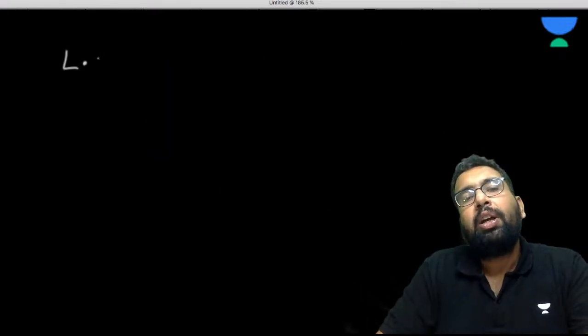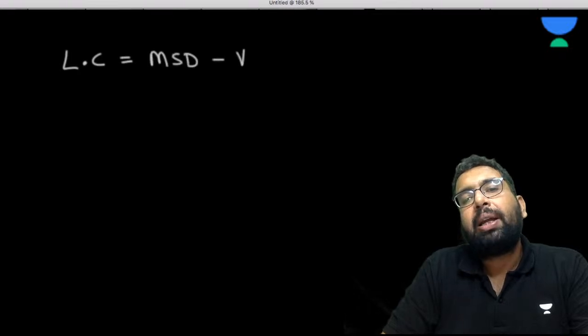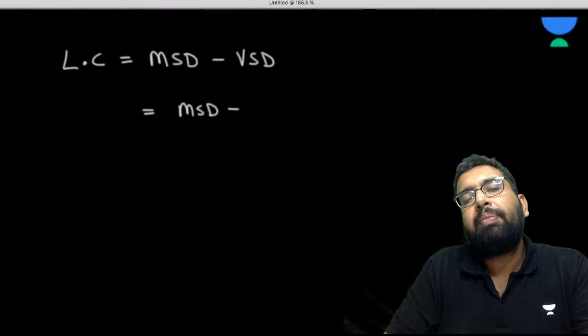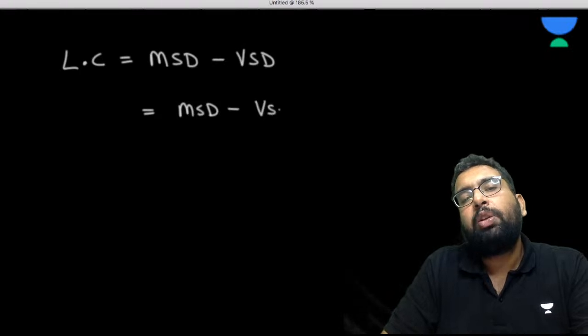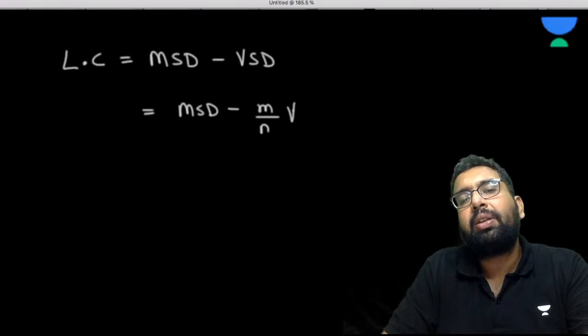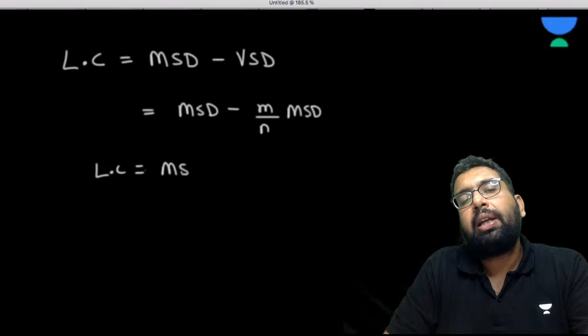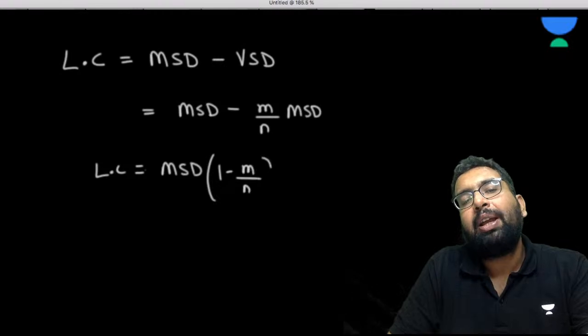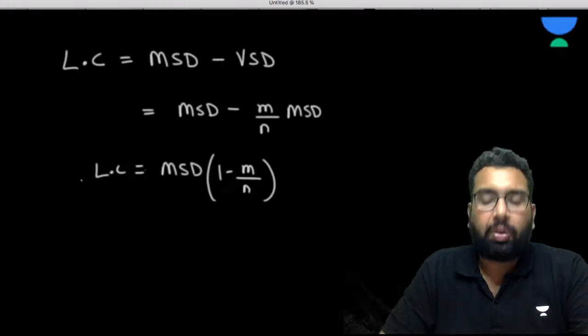So what is the least count? This C, the least count of Vernier caliper, is equal to main scale division minus Vernier scale division. One Vernier scale division is m by n of main scale division. So the least count is going to be main scale division, and in the bracket, 1 minus m by n. This is going to be the least count of the Vernier caliper.